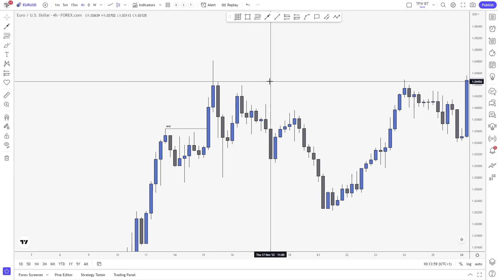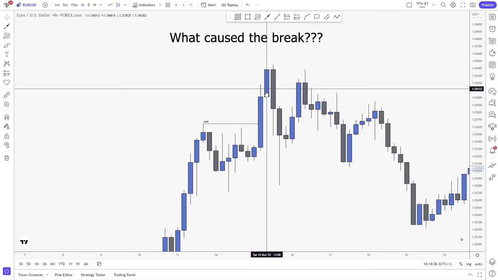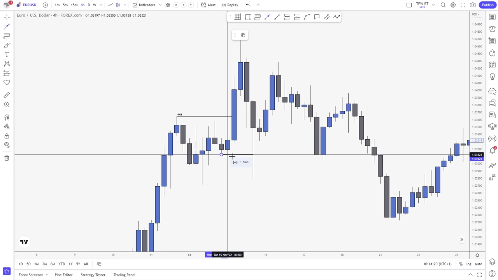From the high, you track it back and you see that it was actually this guy. What a lot of you will do is say, well, it's this one because this is the lowest point before the break. And this is what I did in the past, but right now I have very specific rules that are very refined and they tell me that this is my 4-hourly break.